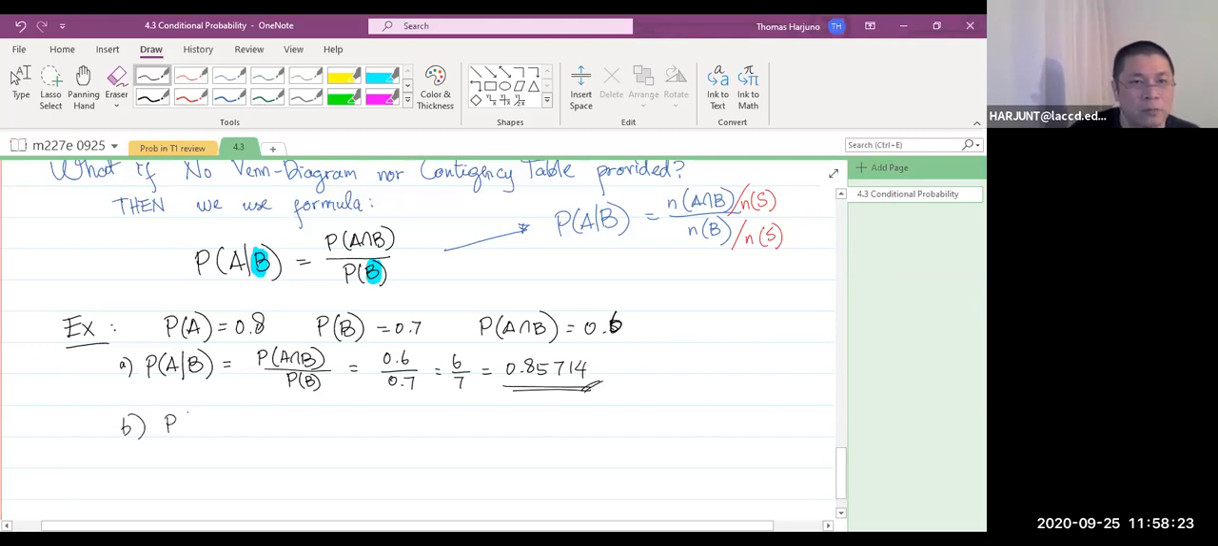What will the probability of B given A be? That's the probability of the intersection over the probability of A. That is 0.6 over 0.8, which is 3/4 in fraction, or 0.75 in decimal.